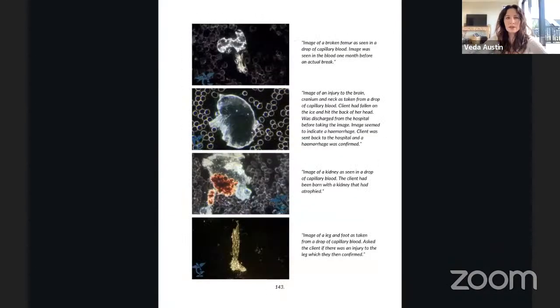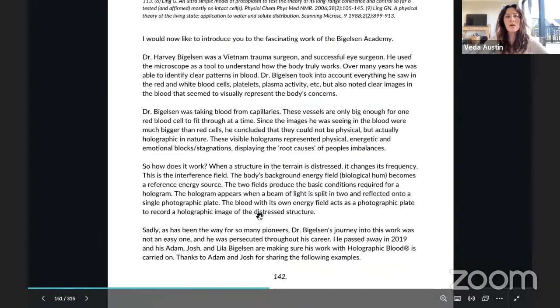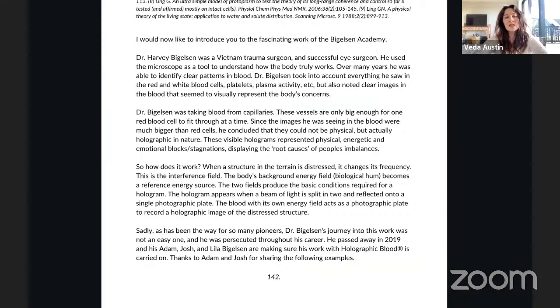You may be familiar with the Bigglesine brothers. And if you're not, I would say that they're very interesting. Their father started this work. He was an eye surgeon. And I'm going to go back and read some of this to give it context. I won't read the whole thing, but his two sons and daughter have taken over the work.